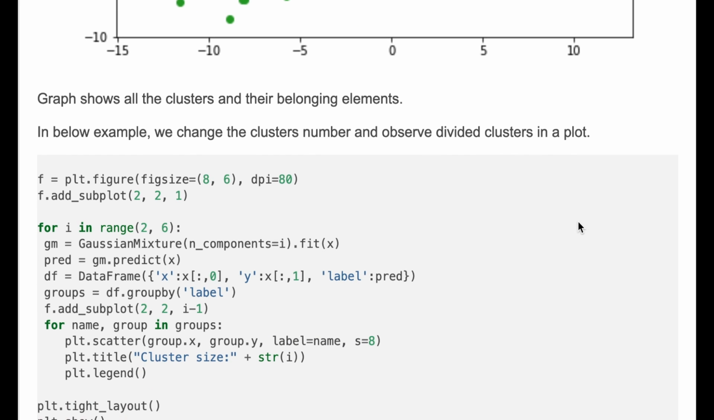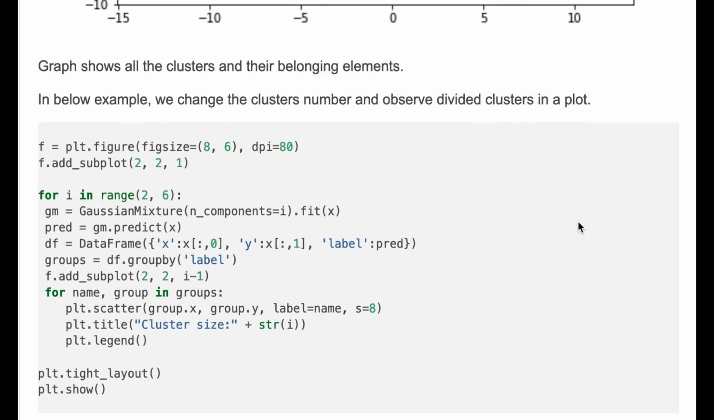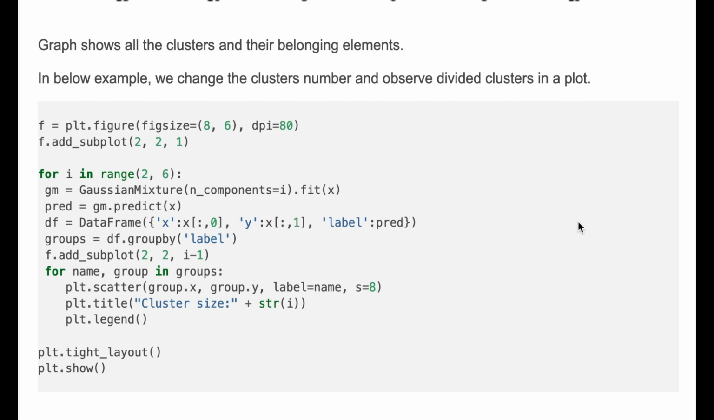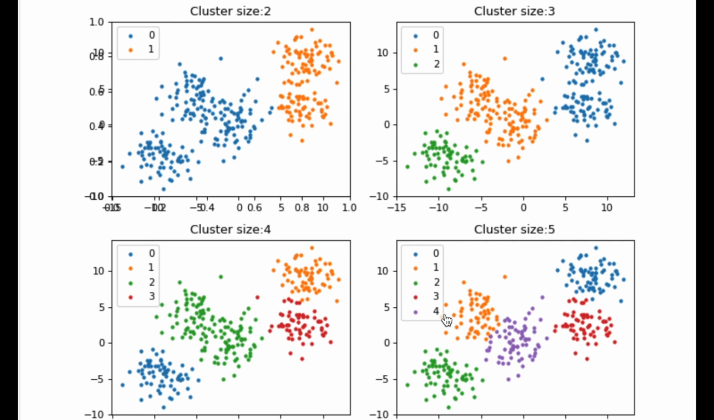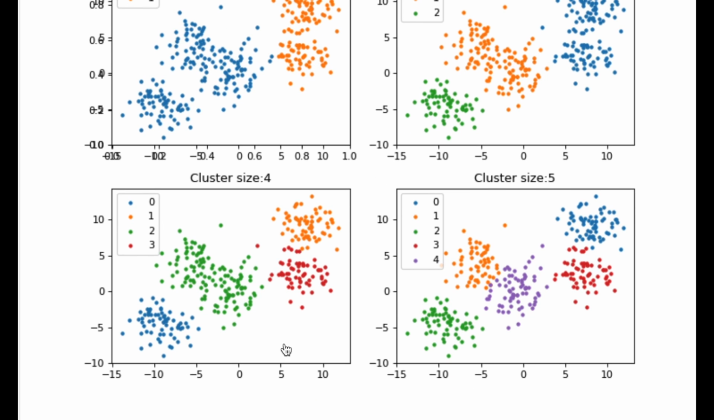In the code below, we change the cluster number and observe the divided clusters in a plot. So you can test your data by changing the cluster numbers. This is the source code on how to identify the clusters and check the output result. This graph shows that in the first graph we divide it into 2 clusters, so the cluster size is 2. And the second one has 3 clusters, and then 4 and 5.